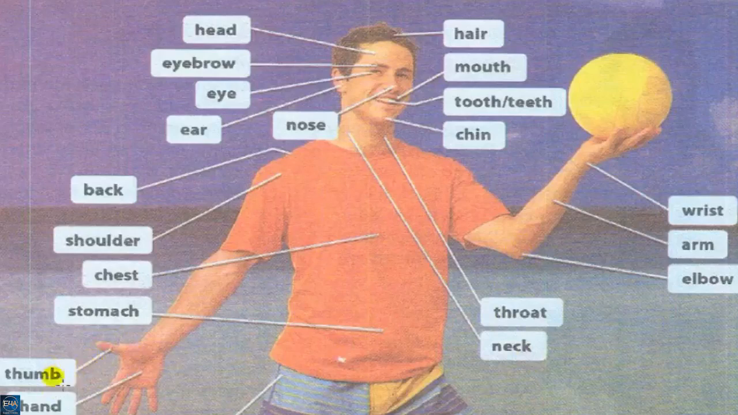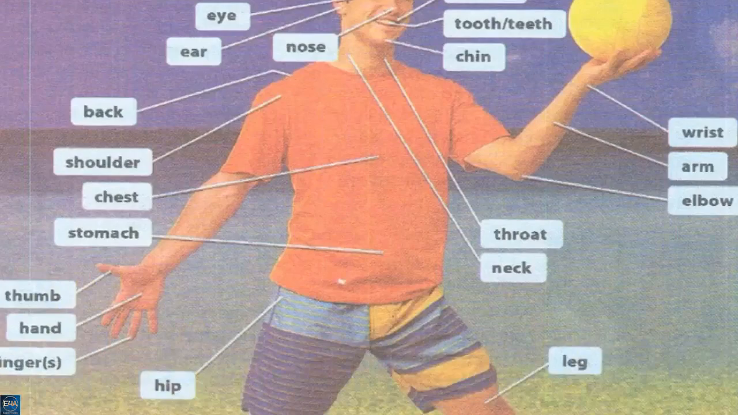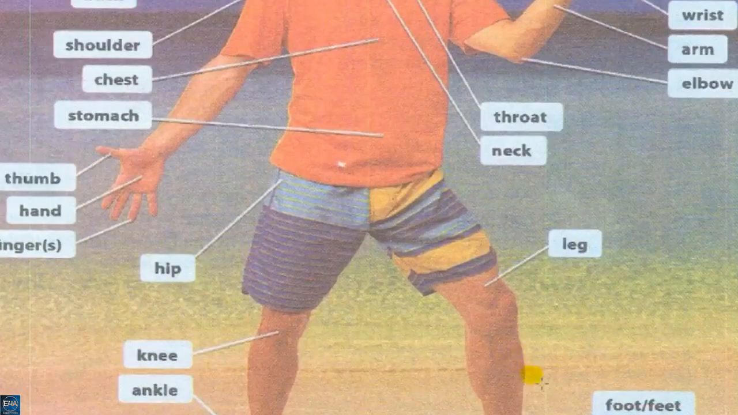Thumb, B silent. Thumb. Hand. Finger, one finger, 4, 5 fingers. Hip. Leg. This is a leg. Knee, K silent. Ankle. Foot, one foot, 2, 3 feet, feet plural.